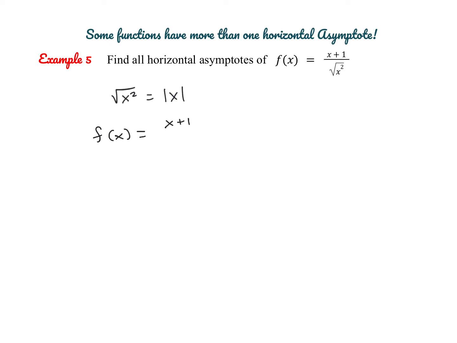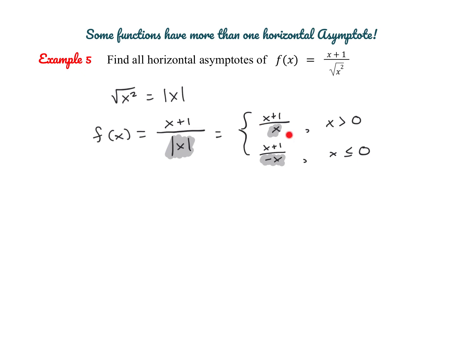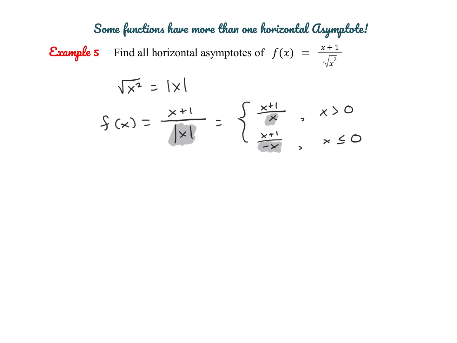So if we're looking at our function, we have x plus 1 over the absolute value of x, which we can write as a piecewise function. So we have x plus 1 over positive x when x is greater than 0. And then we have x plus 1 over negative x when x is less than or equal to 0. So here you can see that we just rewrote the absolute value portion as a piecewise of two linear functions. So we're actually going to have a different limit as x approaches positive infinity than when x approaches negative infinity.